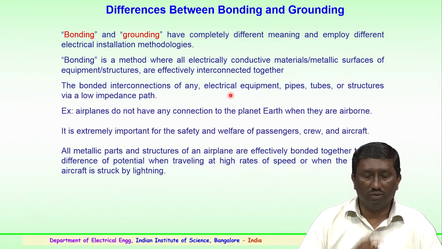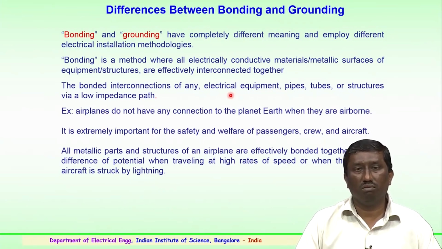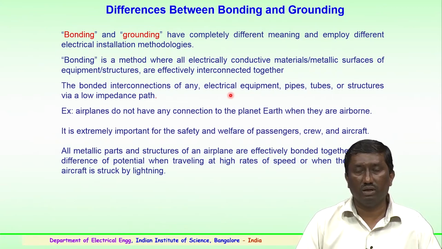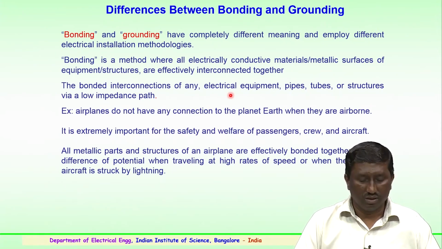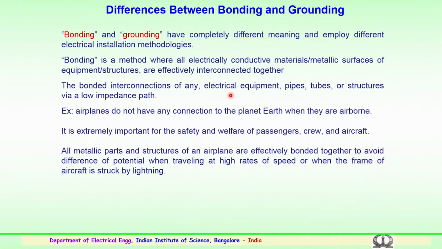This difference of potential will cause a rise in potential, which could be a safety issue to the passengers or the control circuitry in the aircraft. That is the reason bonding is very important. The bonding interconnections of any electrical equipment or tube structures should be of low impedance path, and there should be no difference of potential near the connections.